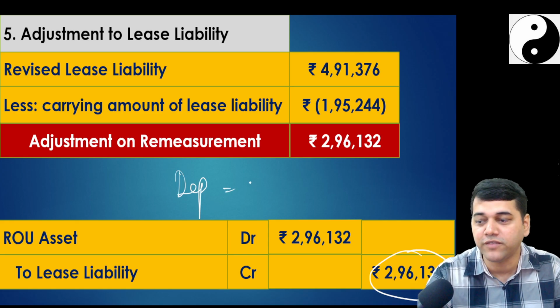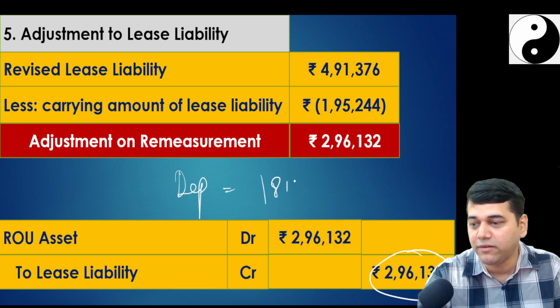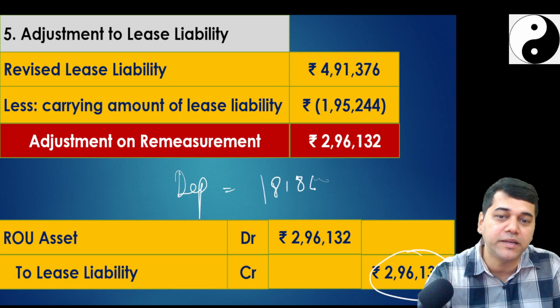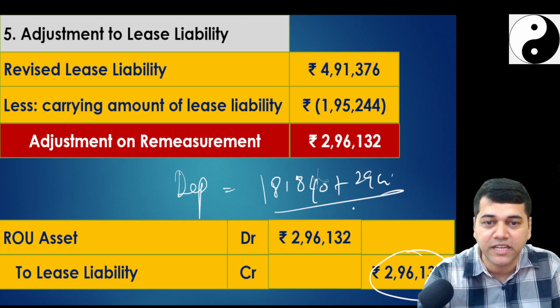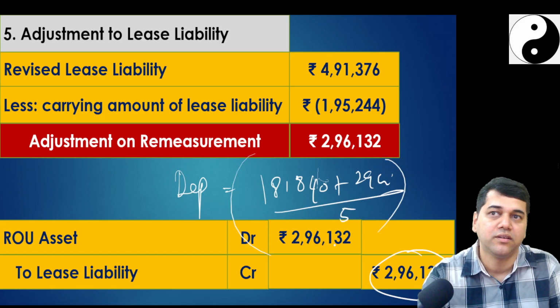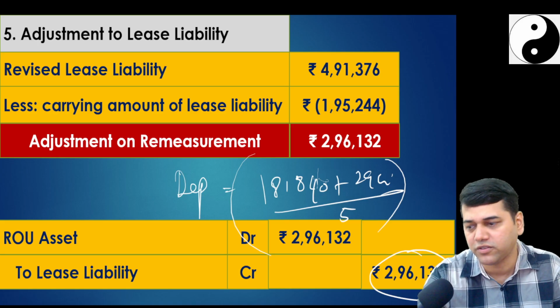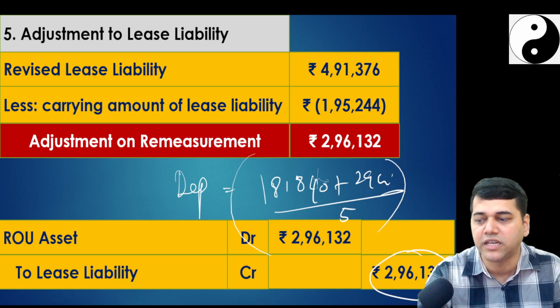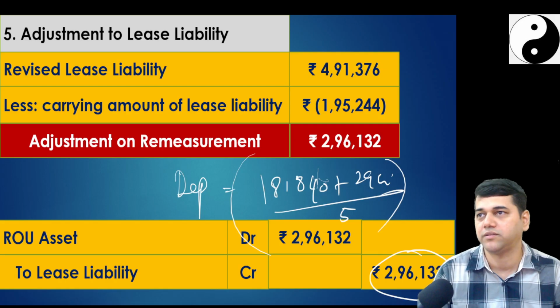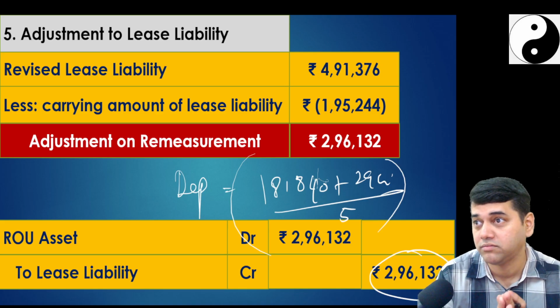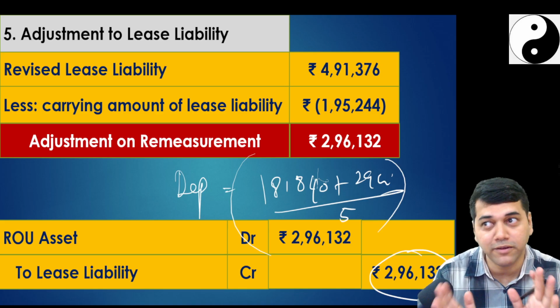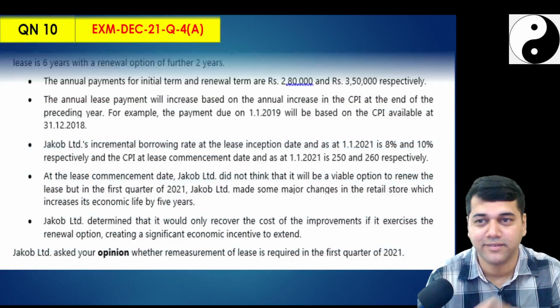95,592. How did you get? First one. How much was the balance? 1,81,840 you have already depreciated WDV, plus 2,96,132 you add, divided by the remaining life of 5 years. If at all they ask you, or for the safer side, you can always give one journal entry, or you can give one expense. Are you clear? Are you very perfect about this question? No doubts, no? Anywhere? Yes.